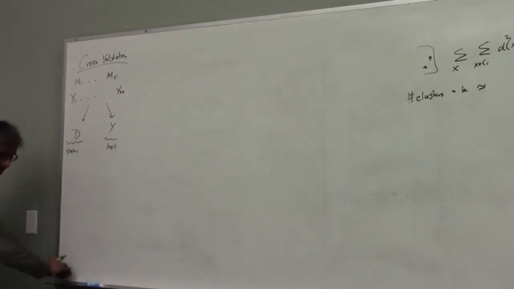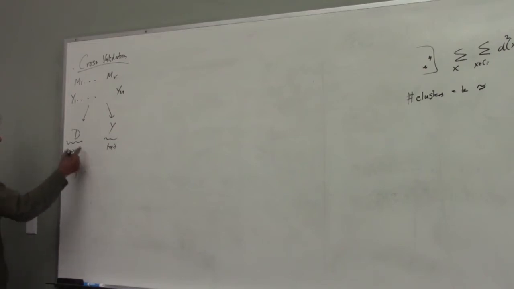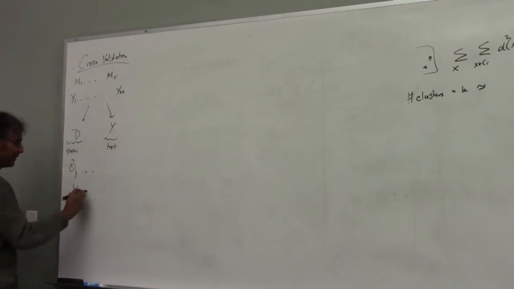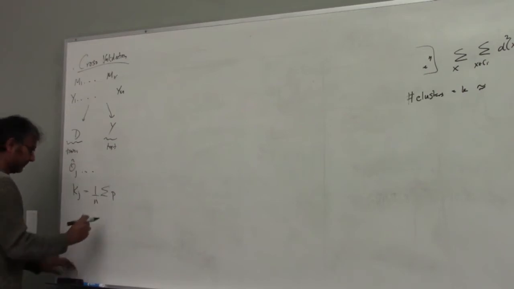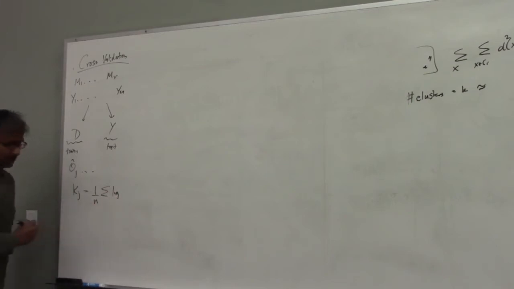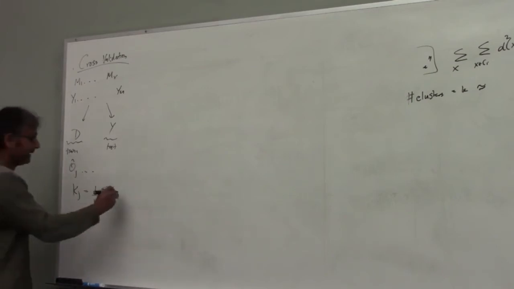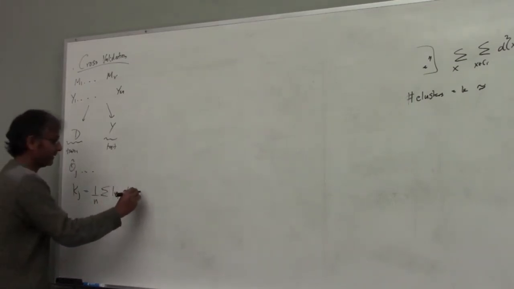So let's look at, so you find the right set of parameters, theta j, for each value, given the D. And so for each of them, you get some cost function Kj, which is basically the average log likelihood. Right? So sigma log P yi given theta j.